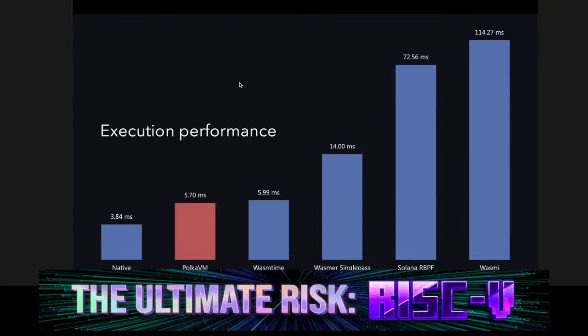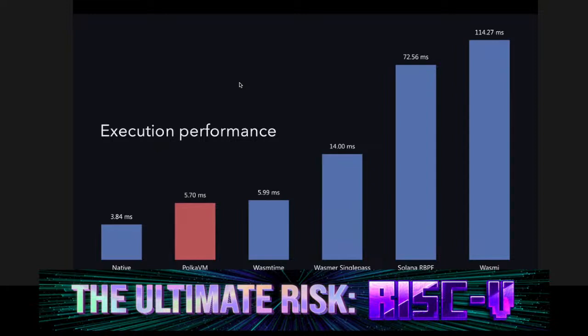And in the second place, we have PolkaVM, 5.7 milliseconds, so almost native performance. And in the third place, we have WASM time, which is essentially the gold standard for WebAssembly VMs. And this is the WebAssembly VM we are currently using. So we are already slightly faster than WASM time, which is quite amazing, because PolkaVM has been in development for only a few months, and WASM time has many years of effort put into it, and it's very well optimized. So these are great results.